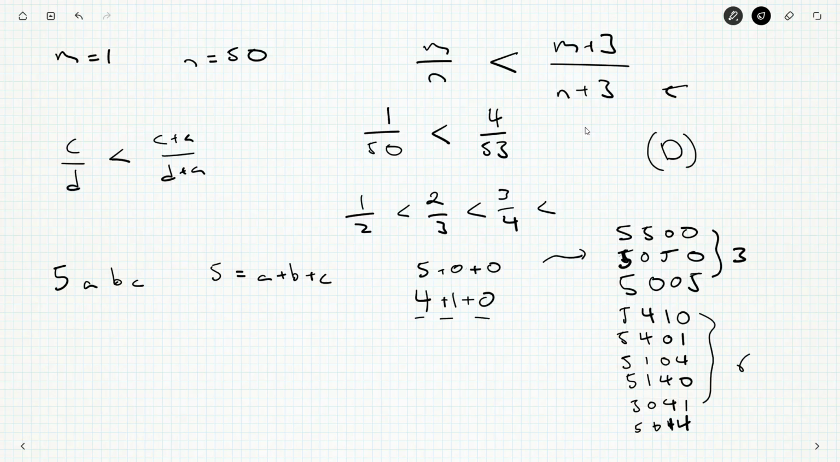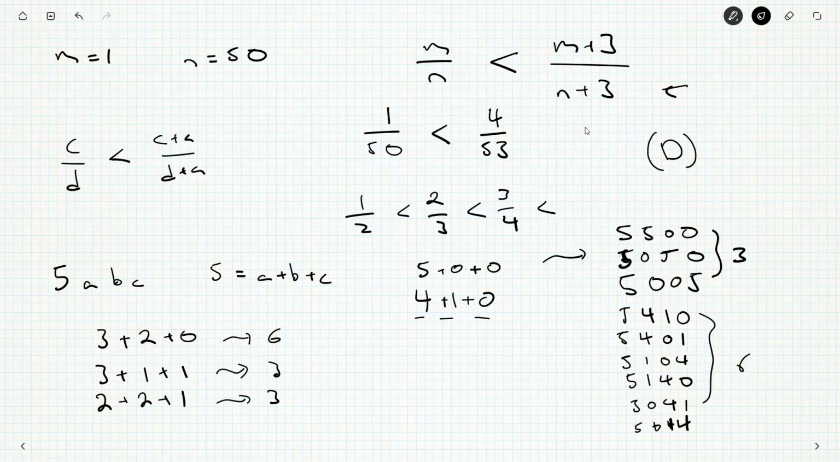Okay, what else could I have? Well, I could have 3, 2, and 0. And since all three of them are different, that's going to give me 6 numbers. I could have 3, 1, and 1. And since I got 2 that are the same, that's going to give me 3 numbers. So 3, 6, 6, 3. We're looking at 18 so far. Can I think of anything else? Well, I could get 2, 2, and 1. That's certainly a way to do it. And that gives me, again, 3. And so that's a total of 21 different numbers that work this way.